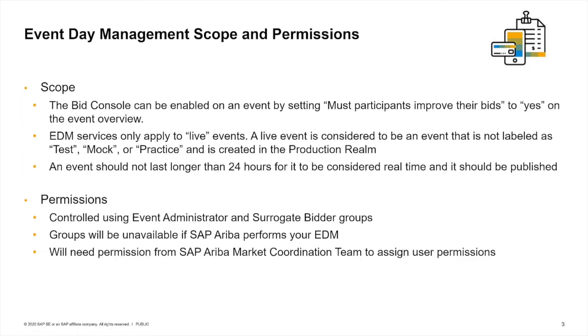A little bit about Event Day Management scope and permissions. The scope means that the bid console can be enabled on an event by setting "Must participants improve their bids" to "Yes" on the event overview. EDM services only apply to live events. A live event is considered to be an event that is not labeled as a test, mock, or practice and is created in the production realm. An event should not last longer than 24 hours for it to be considered real-time, and it should be published.